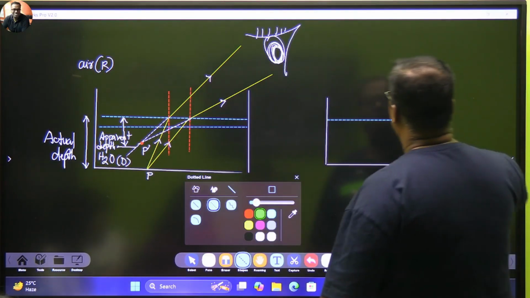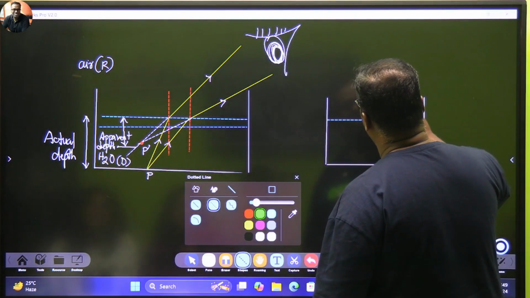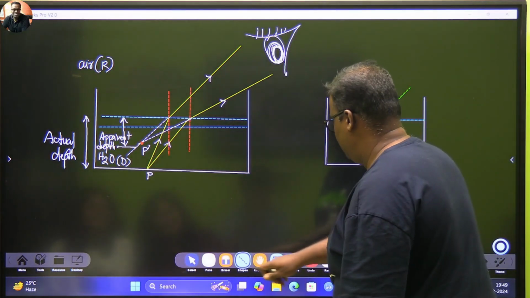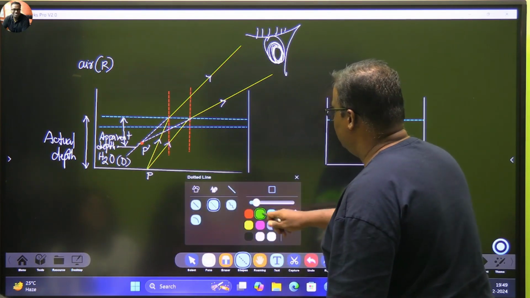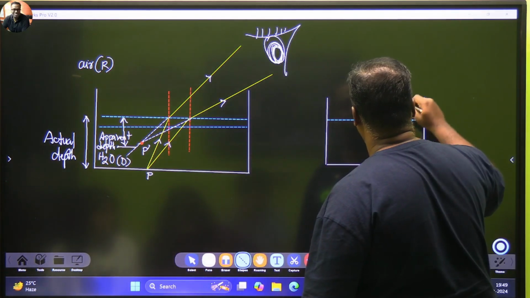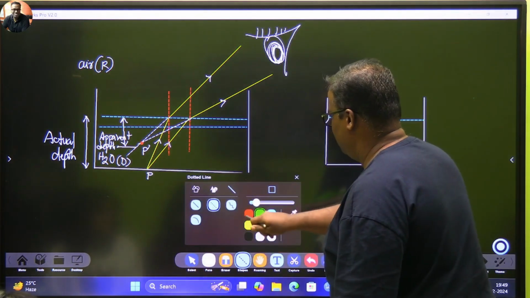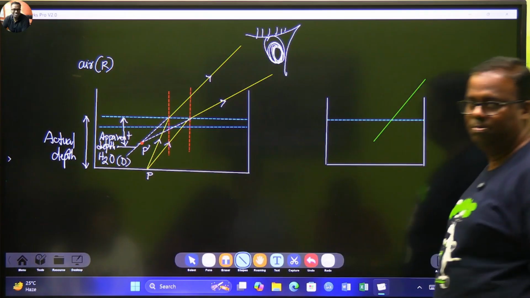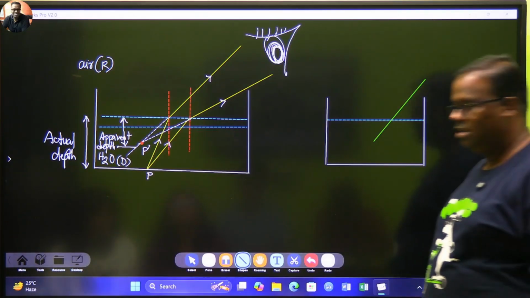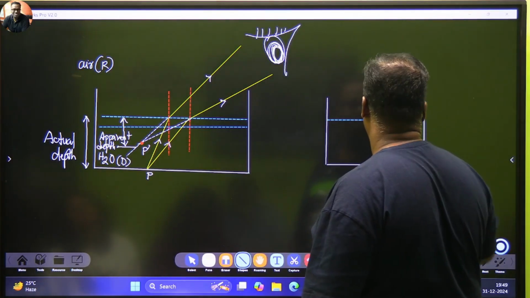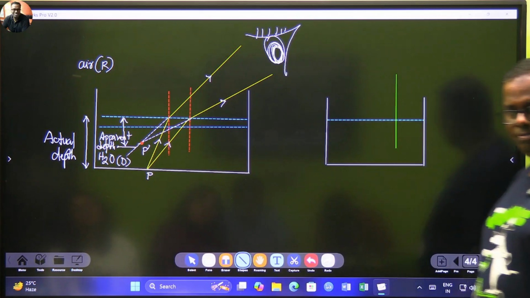Don't worry. Right. So we have a stick. So let's say a pencil has been dipped into this. This is the pencil which is actually dipped. Or let's say you have dipped it straight. This is the pencil which you have dipped. Understood?